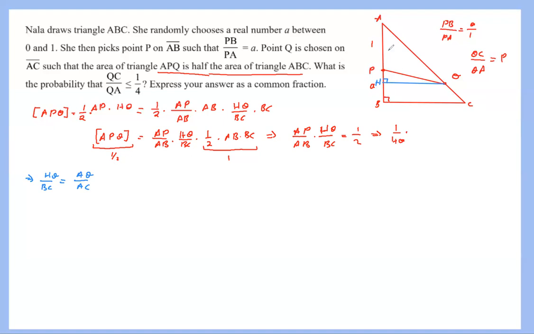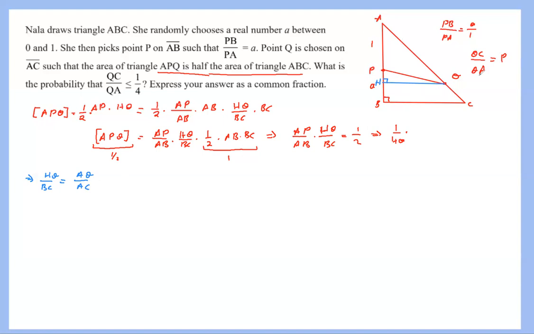The reason why I use that is because I like to relate QC and AQ with the given information that I have. I didn't complete this part because I'm going to find this ratio in terms of some variable as well. And I do have QC divided by QA is P. So I'm going to try to use this one to relate this, okay? So HQ divided by BC, but HQ is this guy, and then BC is this guy. Maybe I can just write AQ, AC.